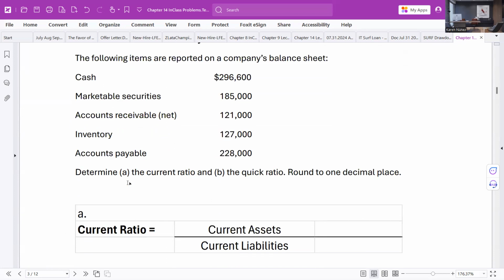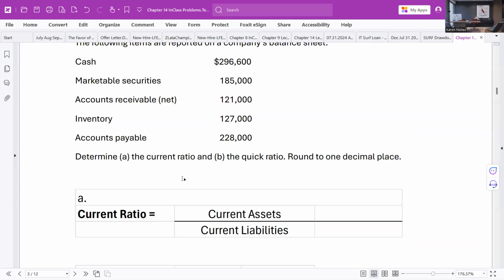So the two key ratios that we look at in terms of liquidity analysis are the current ratio and the quick ratio. Again, these ratios tell us something about our ability to meet those maturing obligations in the short term, or the current liabilities. So the current ratio is very simply all of the current assets over all of the current liabilities. That's all we need. All the current assets over all of the current liabilities.